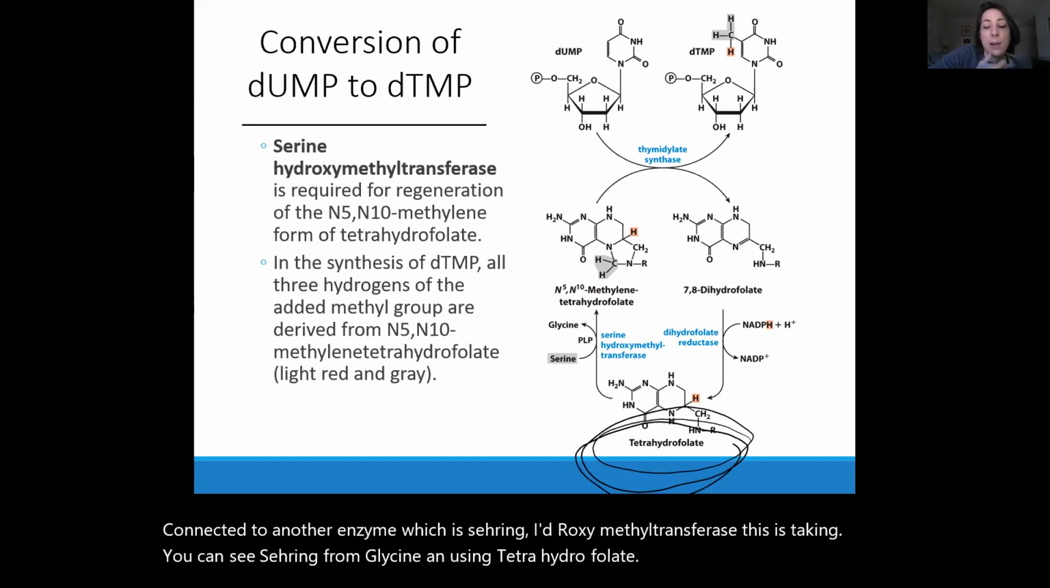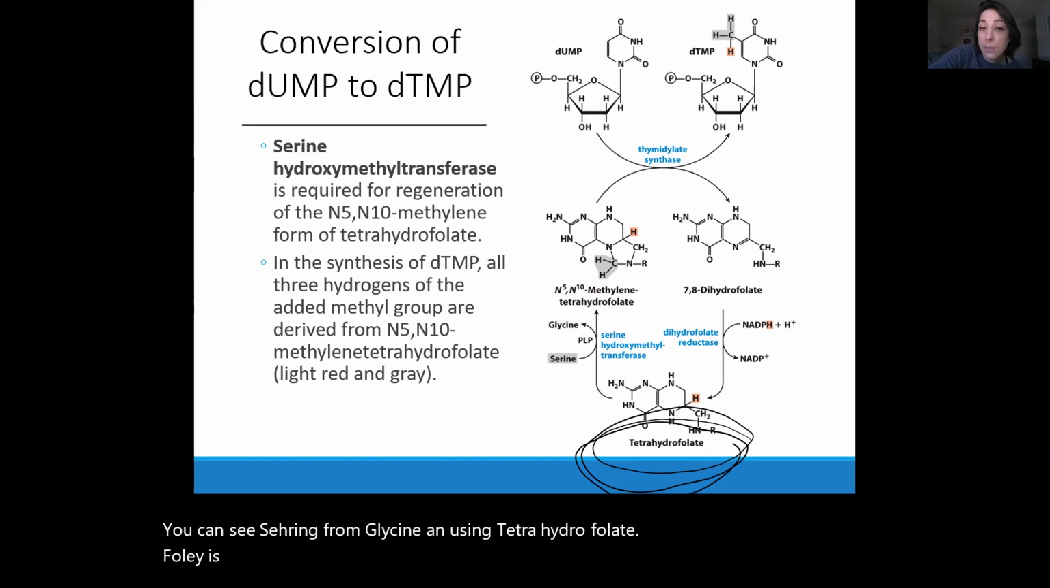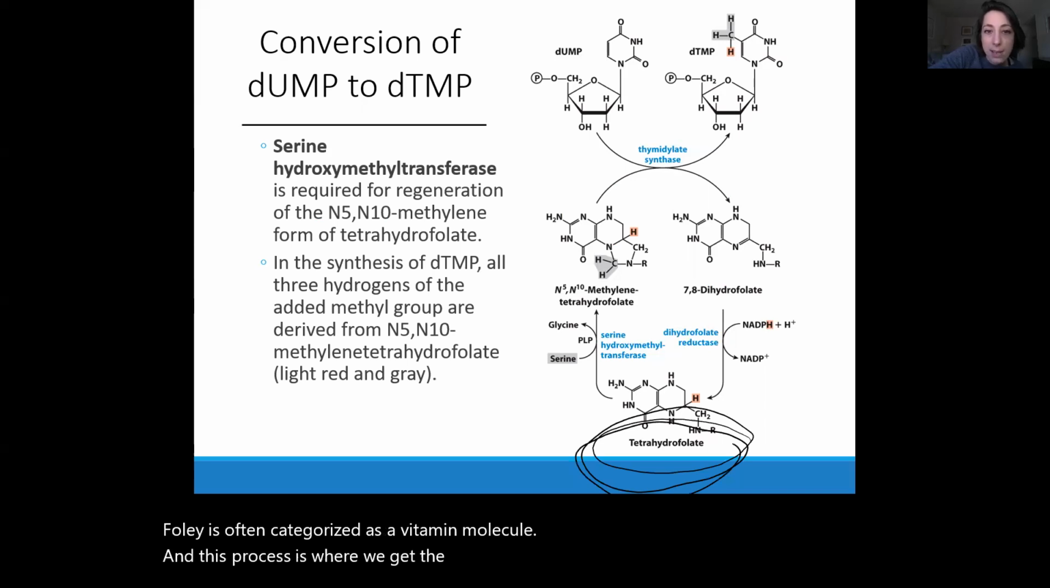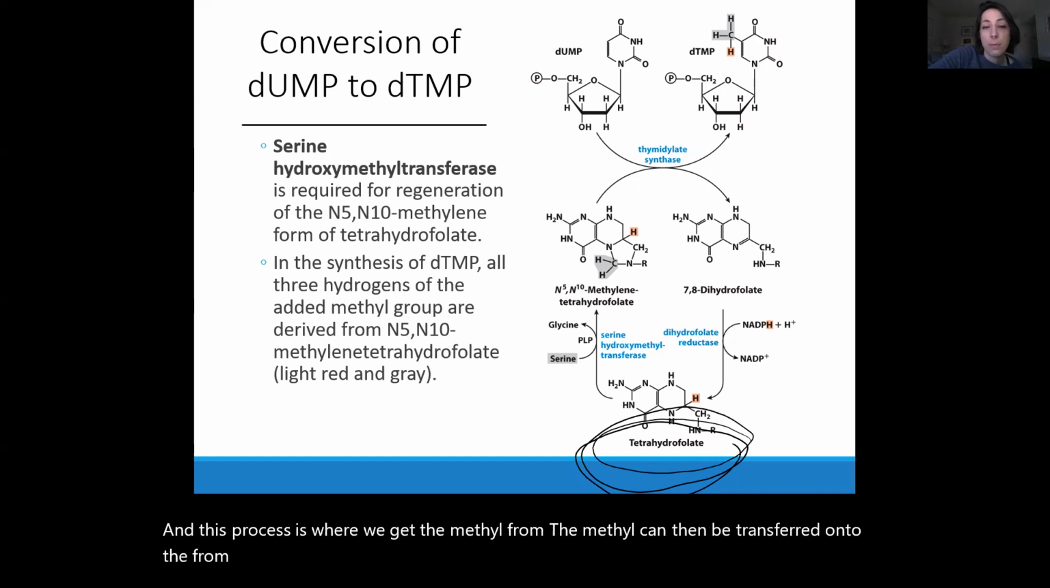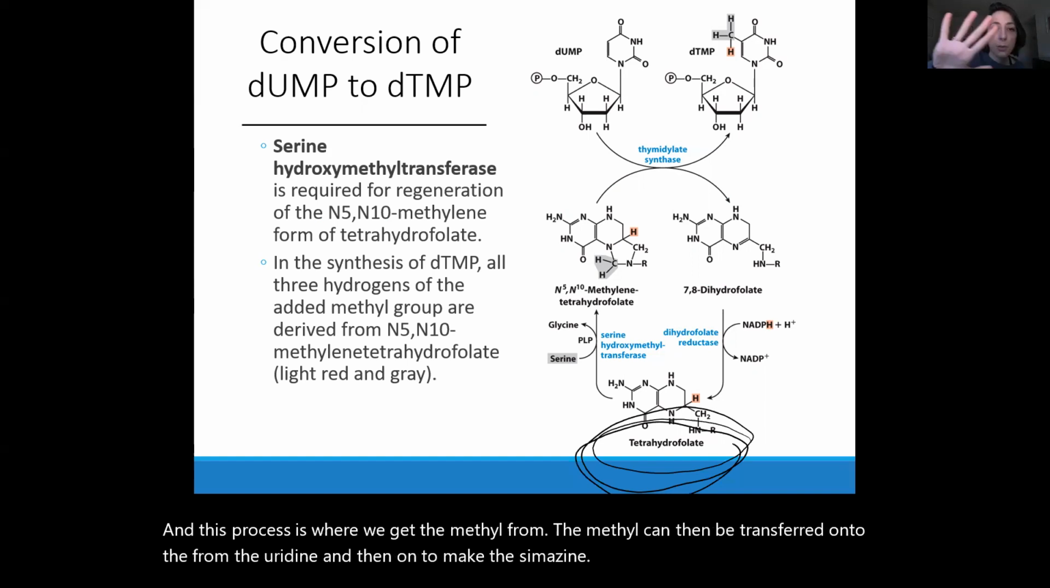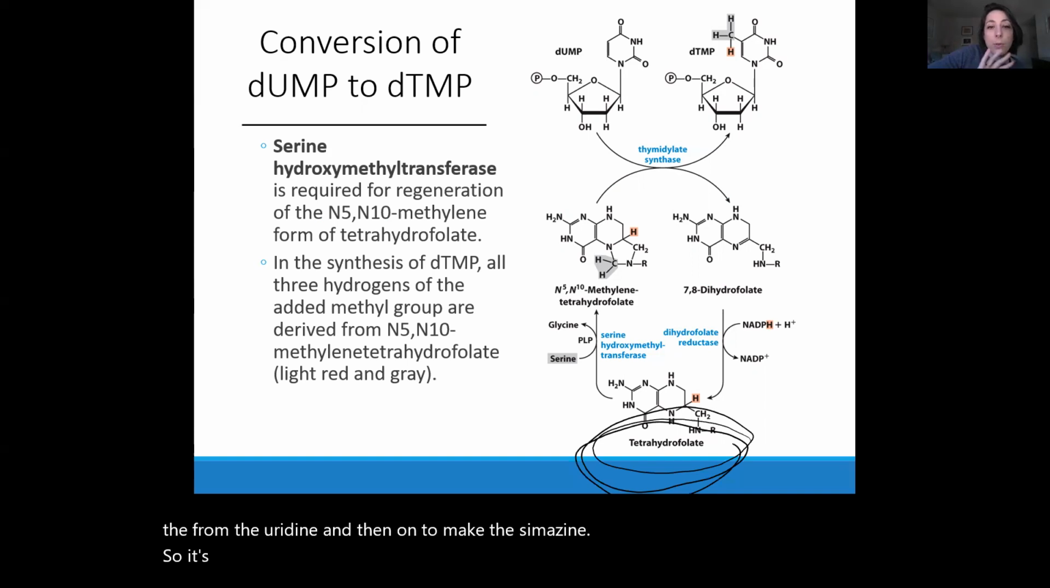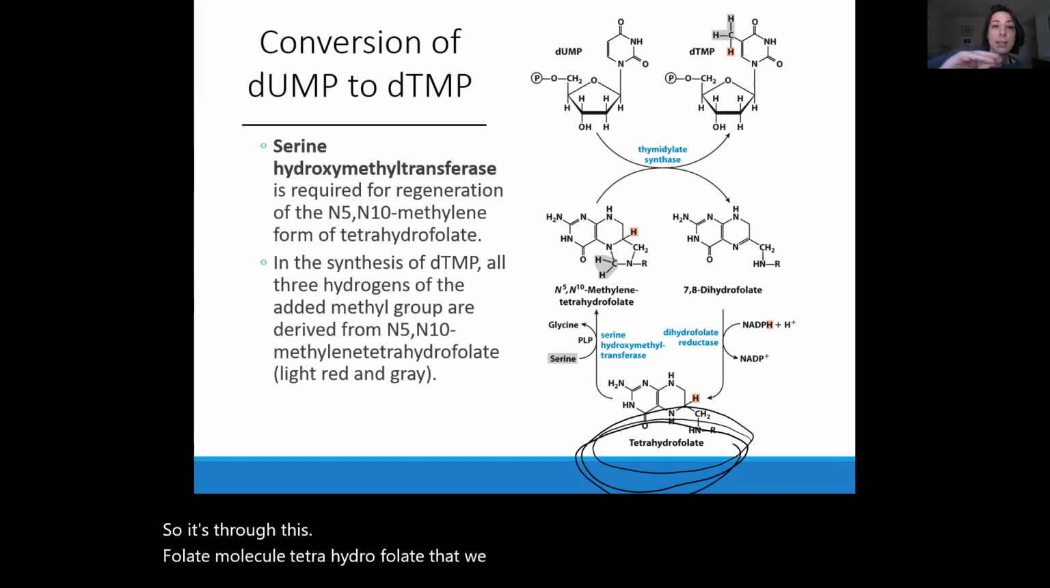Folate is often categorized as a vitamin molecule. And this process is where we get the methyl from. The methyl can then be transferred from the uridine and onto it to make the thymidine. So it's through this folate molecule, tetrahydrofolate, that we actually can do this transferring of the methyl group.